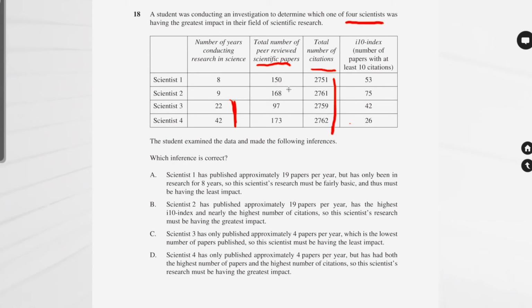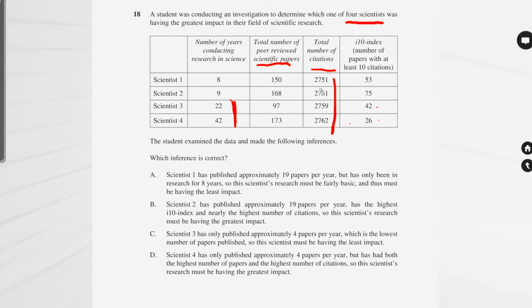We can also look here at the number of peer-reviewed papers. One thing there is that 1, 2, and 3 have about the same, or 1, 2, and 4, sorry. 4 has slightly more, but scientist 4 has also been working for 40 odd years compared to 8 or 9 for scientist 1. Also, scientist 4's paper has only been cited 26 times, scientist 3 42, and scientist 1 53.